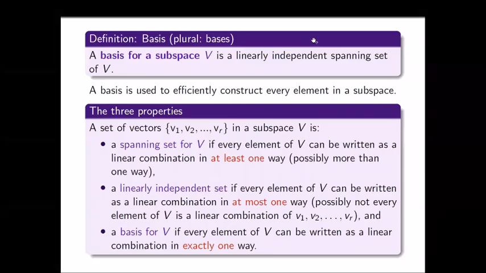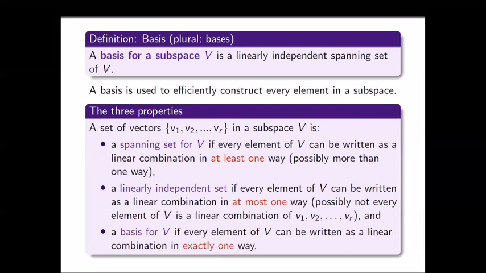So last time we saw the definition of a basis for a subspace V. A basis for a subspace V is a linearly independent spanning set of V. Note that this definition can also be reduced to the following condition: we call a set of V a basis for V if every element of V can be written as a linear combination of vectors in this set in exactly one way.